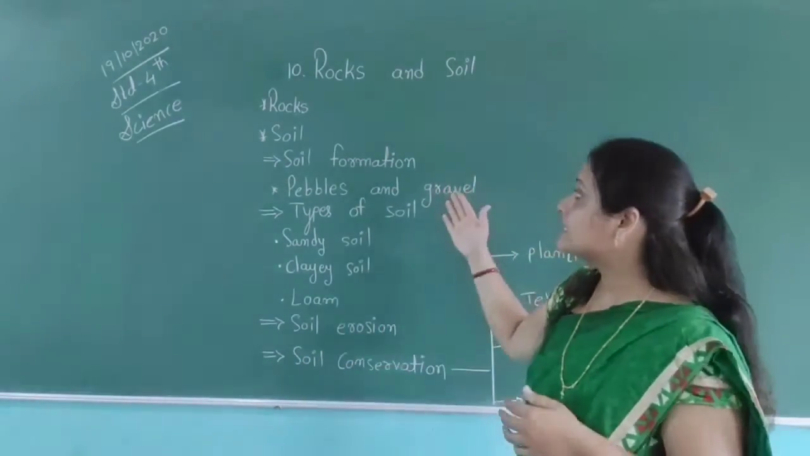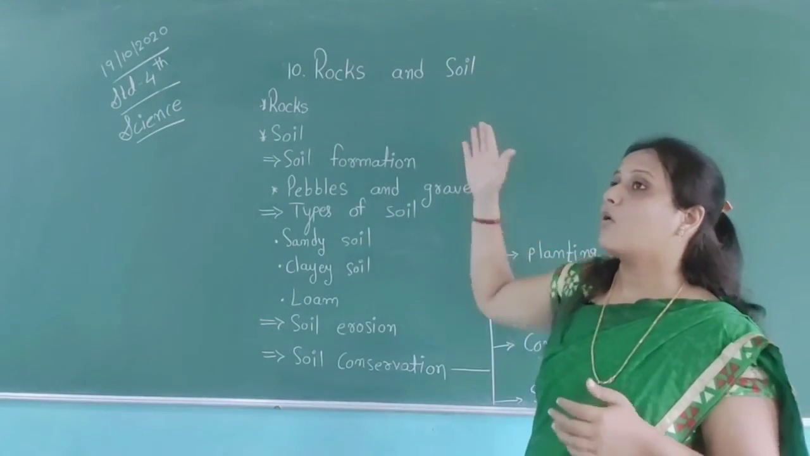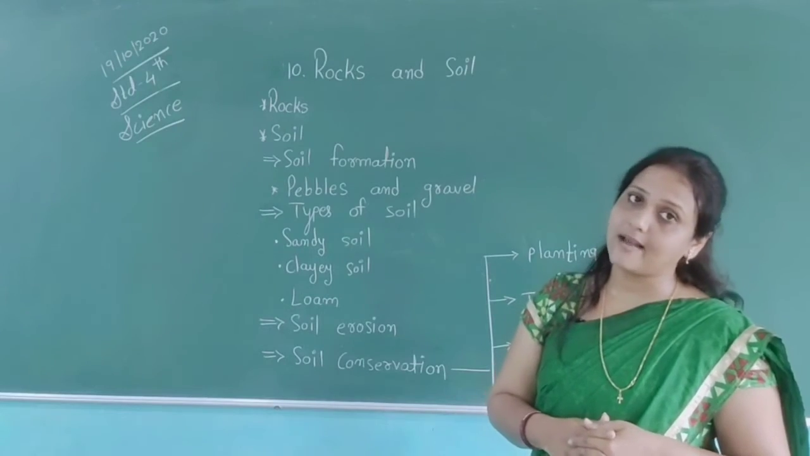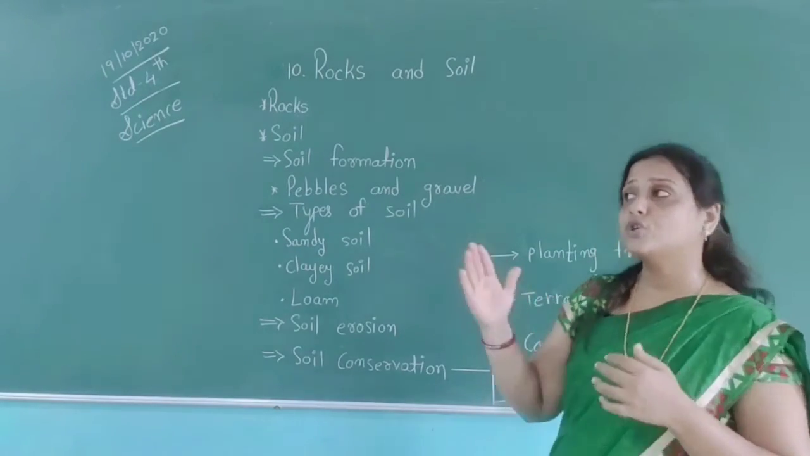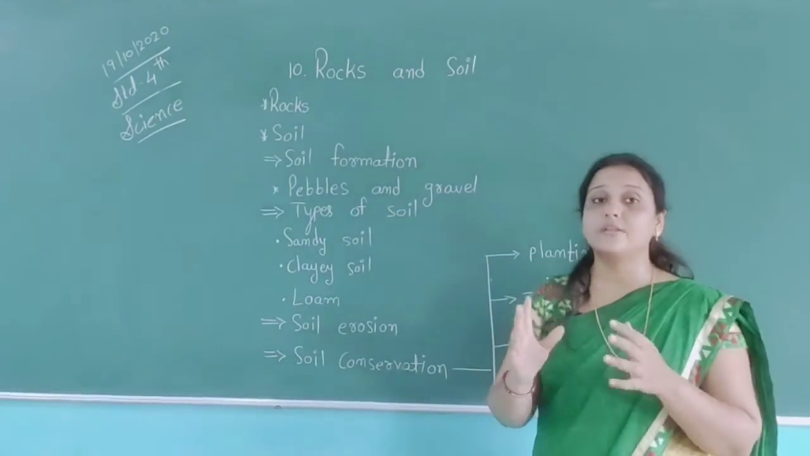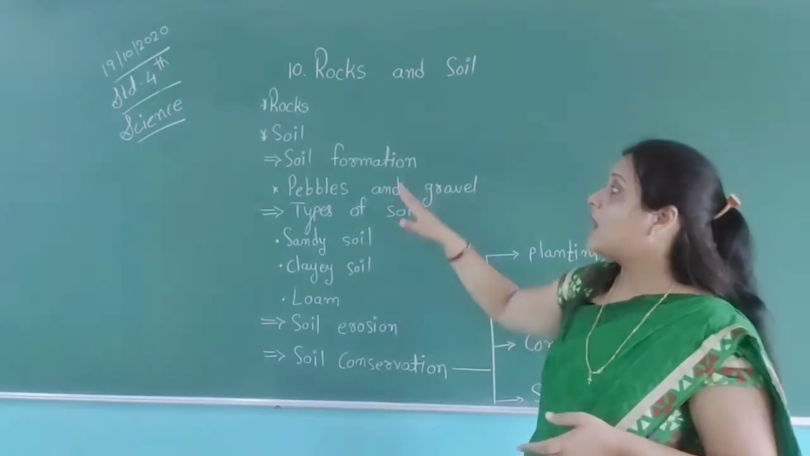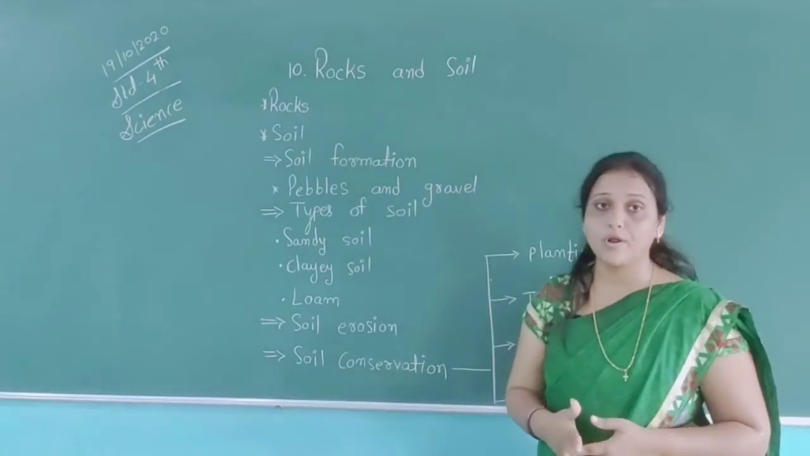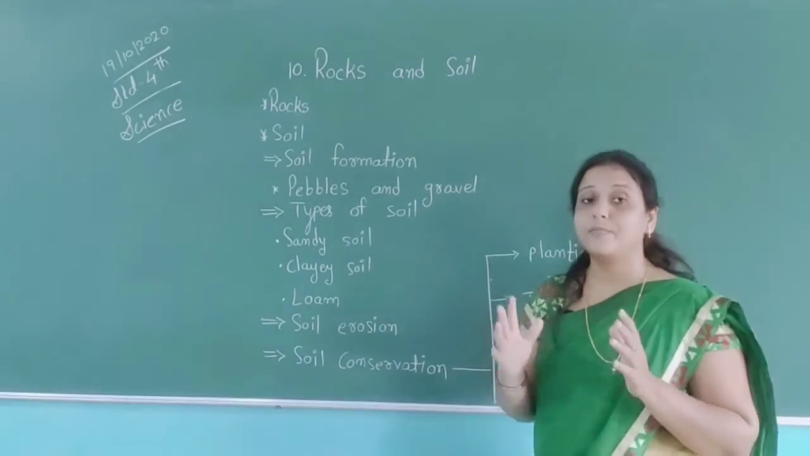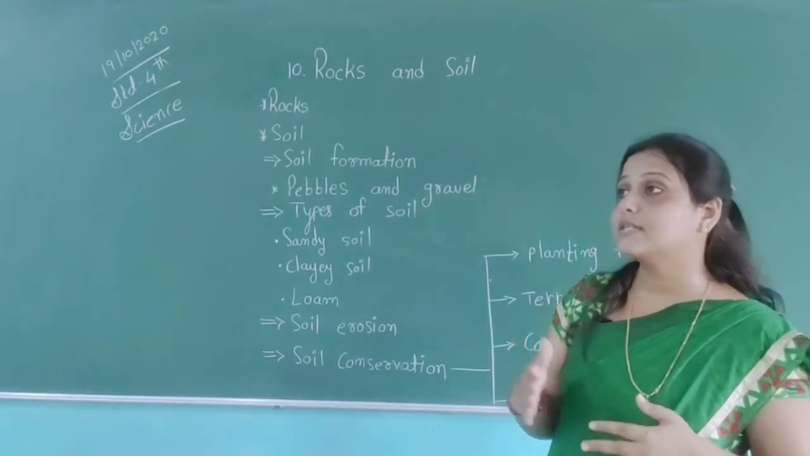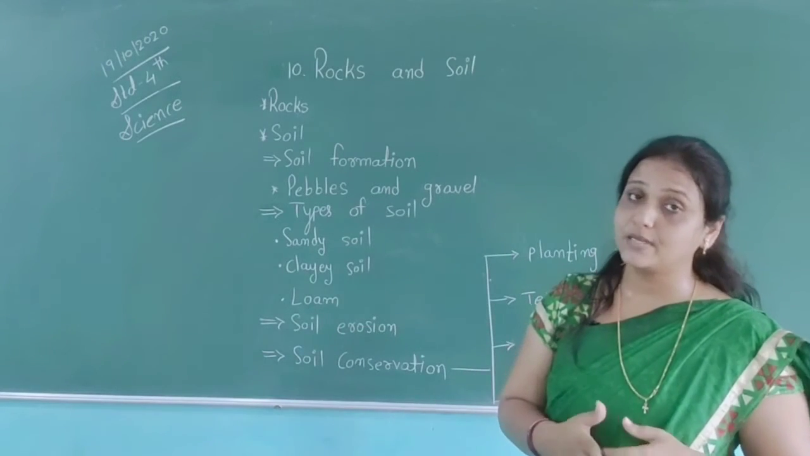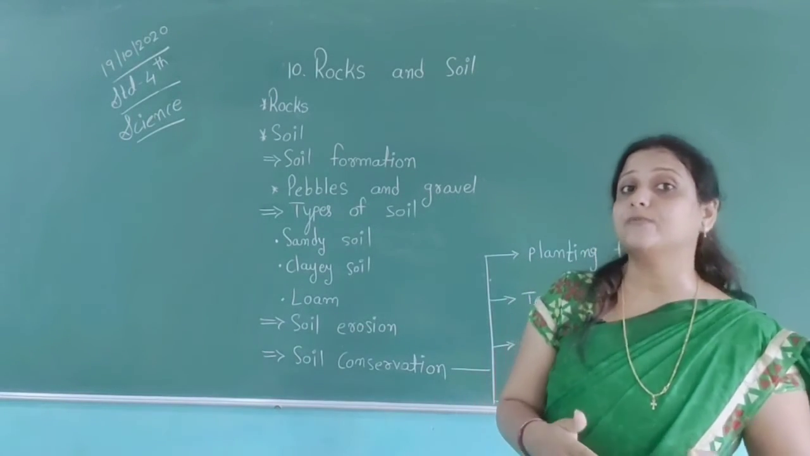Okay, so in this chapter, rocks. On the earth's surface we can see different types of minerals and rocks, and because of rocks the soil is formed. Soil is very useful to us. How does soil formation go on? Using the rocks the soil is formed. Pebbles and gravel are useful to us. We also have different types of rocks which are very useful to us, like sandstone and slate.